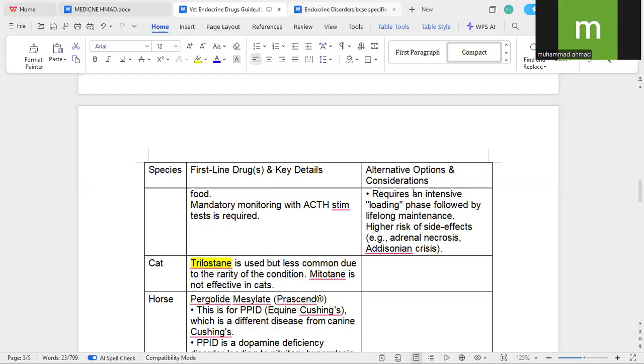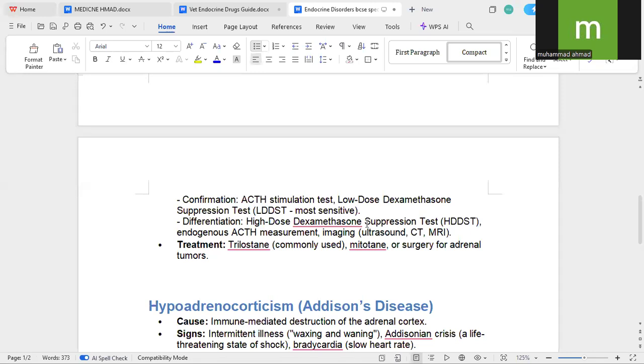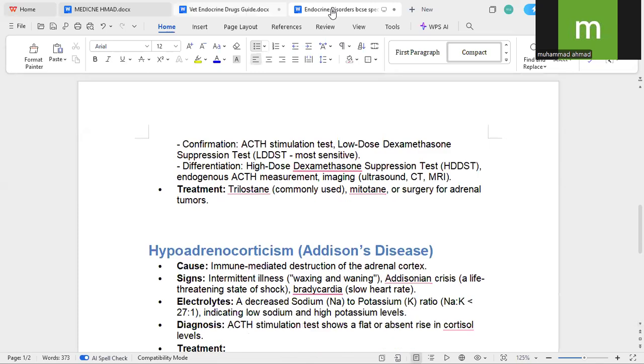Okay, and in LDDS, basically the cortisol is sensitive to the steroids, and it is more sensitive than the ACTH. First go for the ACTH, then LDDS, then HDDS, stepwise. And it helps distinguish between the pituitary and adrenal cause, same as HDDS. So any questions on these topics? Then we go for another.